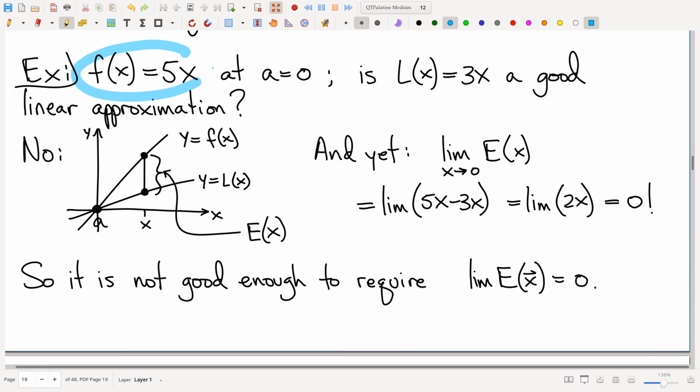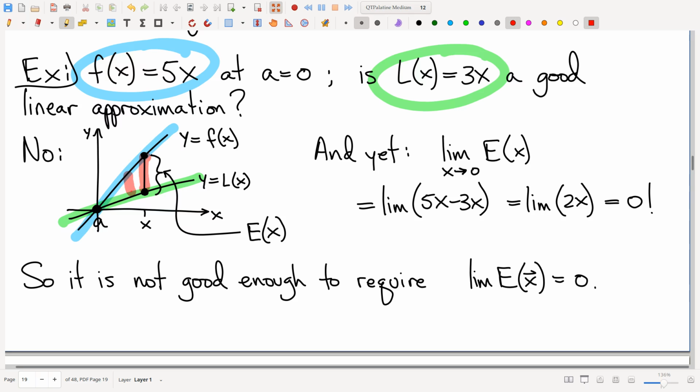Let's take this function right here, f of x equals 5x. Suppose someone comes to you and says, I think 3x is a good linear approximation of 5x. Now, when you stop laughing at them, you would point out that not only is this picture bad, but this is the rejection of this idea that error points out how bad the picture is.